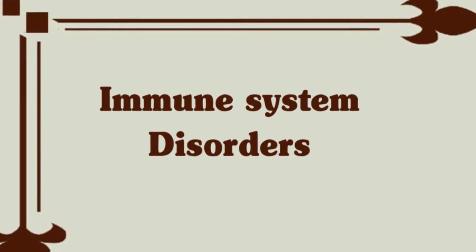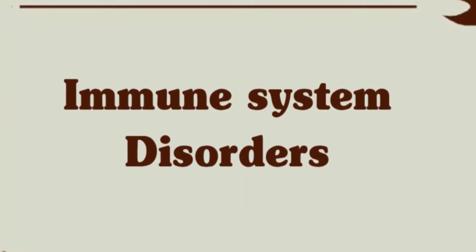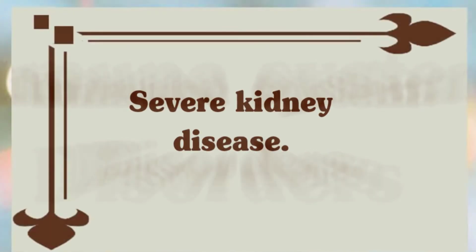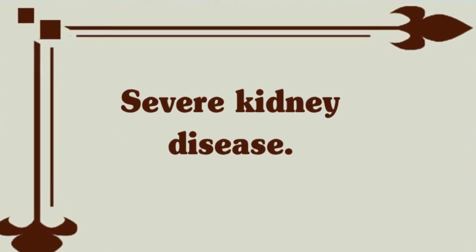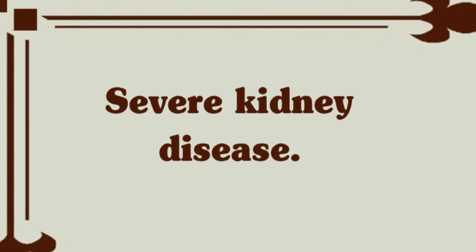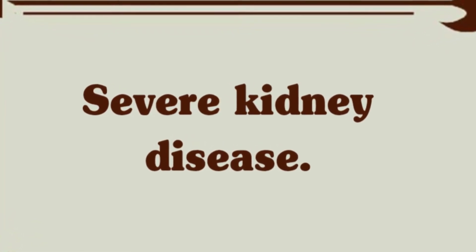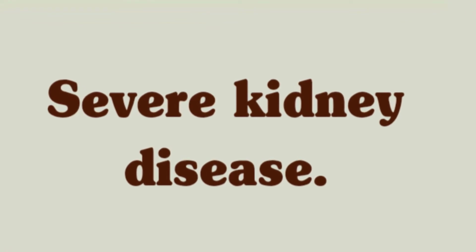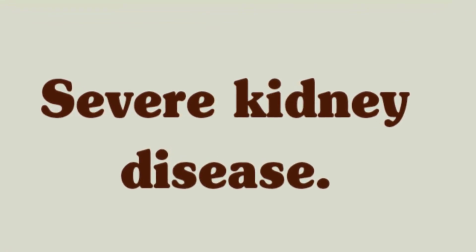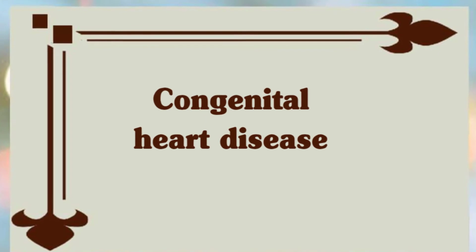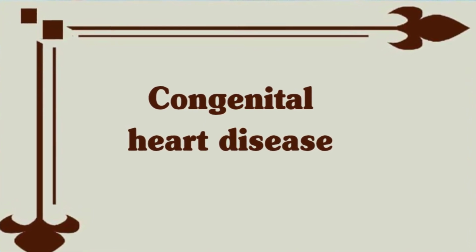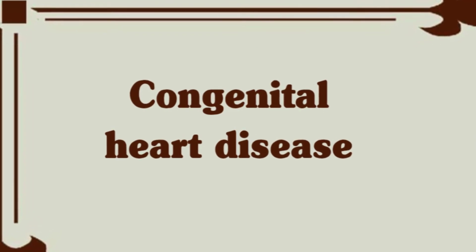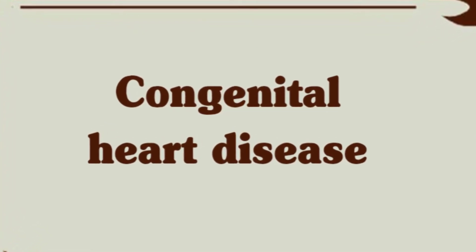Disorders of the immune system including lupus and autoimmune disease. Severe kidney disease. Women who have a kidney disorder that regularly requires hemodialysis are often at high risk of pregnancy complications including miscarriage, stillbirth, preterm birth, and preeclampsia. Congenital heart disease. Pregnancy, even in women with CHD, can cause birth defects, miscarriages, premature birth, low birth weight, and stillbirth.